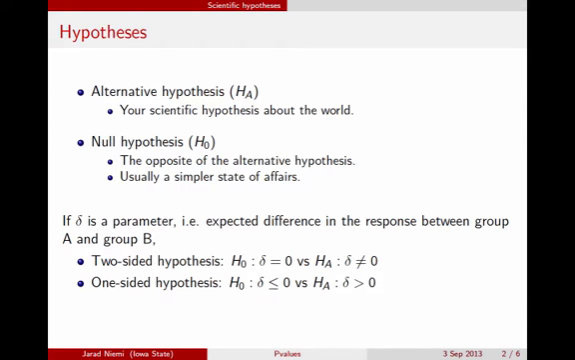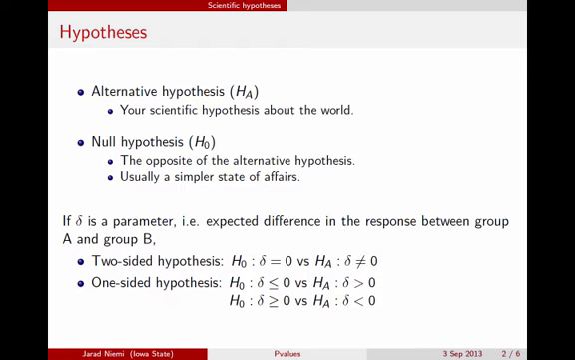A one-sided hypothesis says that delta is only going in one direction. In the first case, our alternative says that delta is greater than 0, and in a different case, we say that delta is less than 0. This is a hypothesis that you set up before you collect the data.